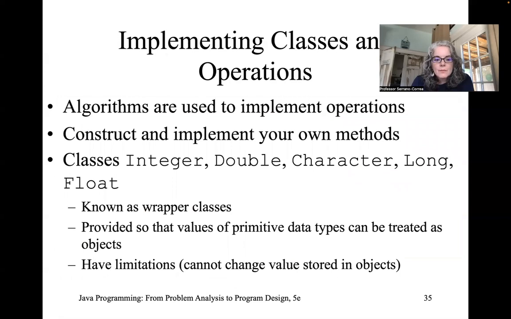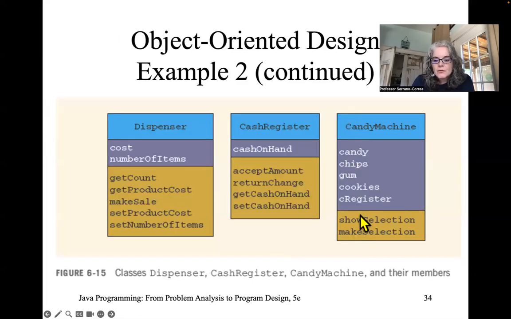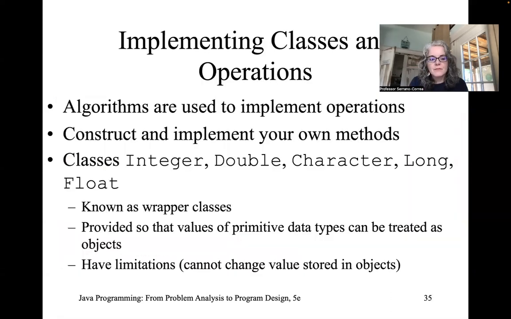Okay, so again, the algorithms are used to implement the operations, the methods. So if you have a show selection, then you create your algorithm. What does it mean by show selection? So step 1 is this, step 2 is this. So that's where we create that little algorithm, and then we code it for each method. Construct and implement your own methods. That's going to be in chapter 8, like I said.